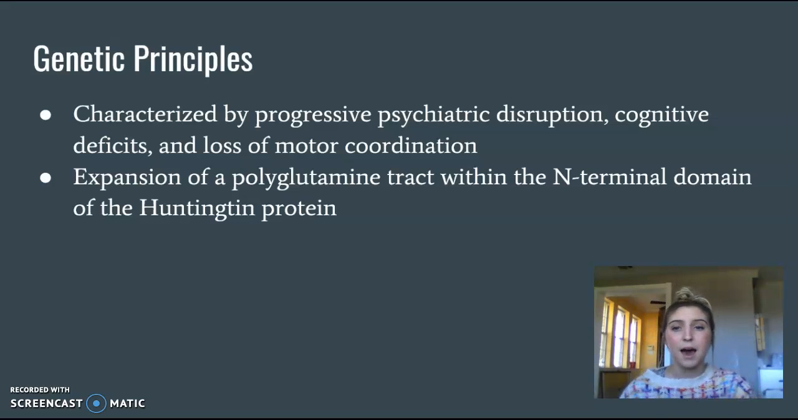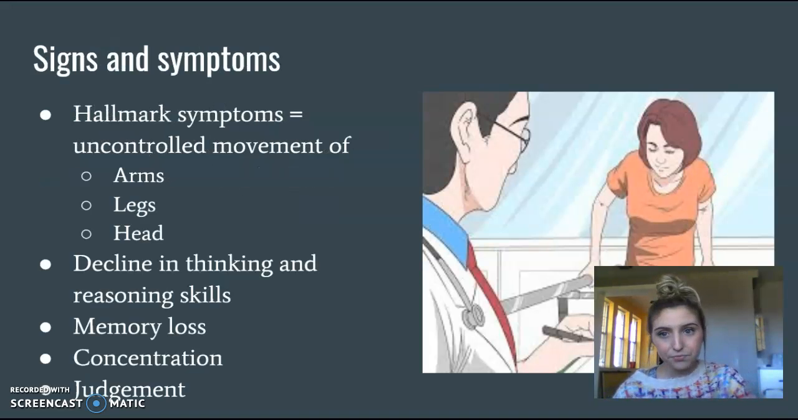This is caused by the expansion of a polyglutamine tract within the N-terminal domain of the Huntington protein. So there's the Huntington protein and the alleles in the gene, and the CAG. We all have the Huntington gene, so the CAG may repeat too many times, or there might be one that is faulty, which ends up causing the Huntington disease all around. So just one faulty gene can cause that.